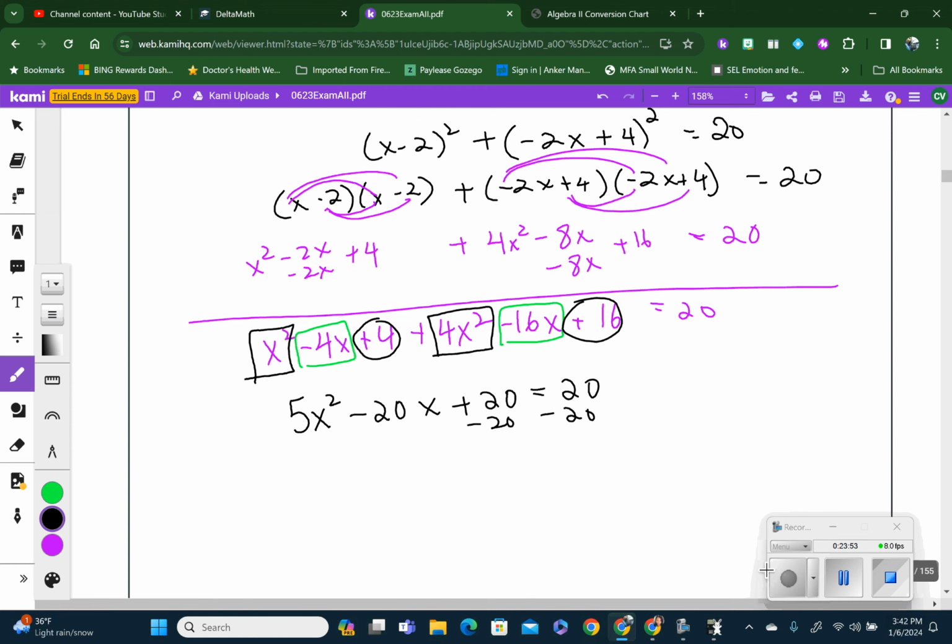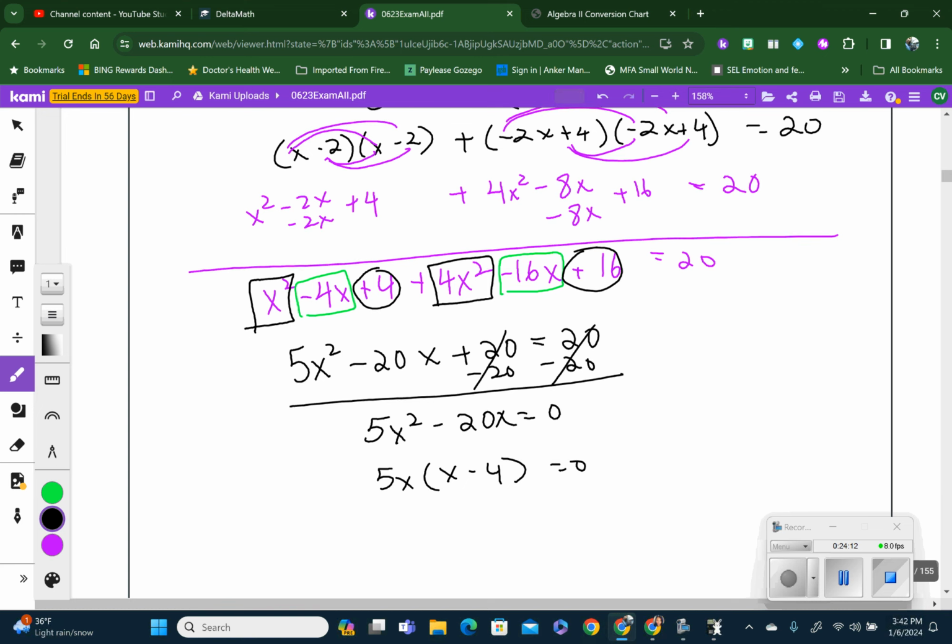Subtract 0, subtract 20, subtract 20. Cancels out, cancels out. Beautiful. So 5x squared minus 20x is equal to 0. Beautiful. What's common here, right? 5x. So write down what's left: x minus 4 equals 0.